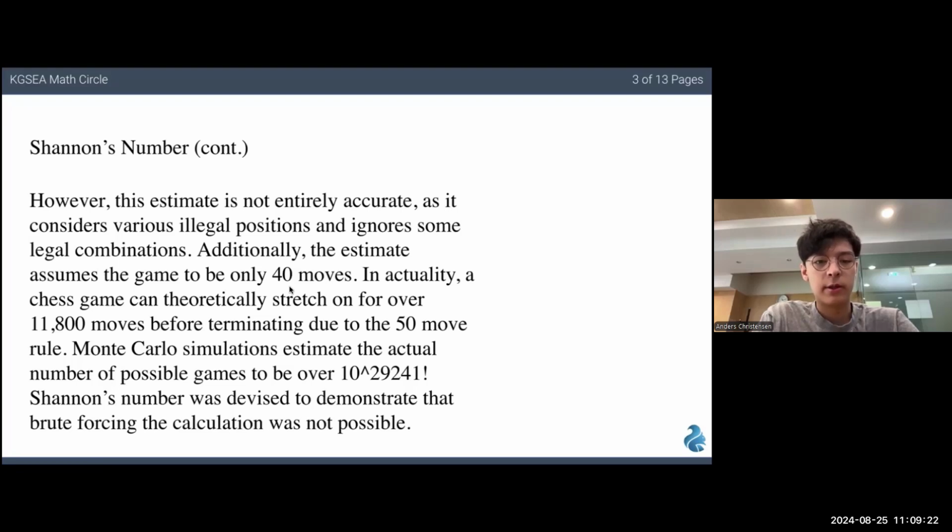Monte Carlo simulations estimate the actual number of possible games to be over 10 to the 29,241. That's not a factorial, by the way. Shannon's number was sort of devised to demonstrate that brute forcing the calculation was not possible.